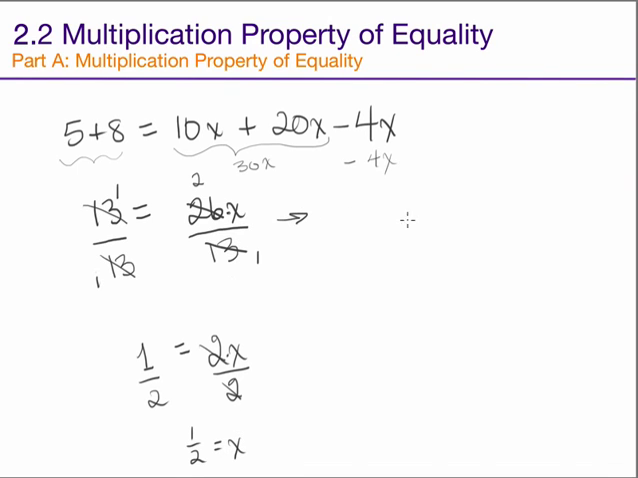Let's go back to this version of the question. 13 equals 26x. Since x is the thing I'm trying to isolate, it's the 26 I want to get rid of. So let's divide both sides by 26, not 13. Now I can cancel there, and I get x equals, and if I reduce my fraction, I get 1/2.